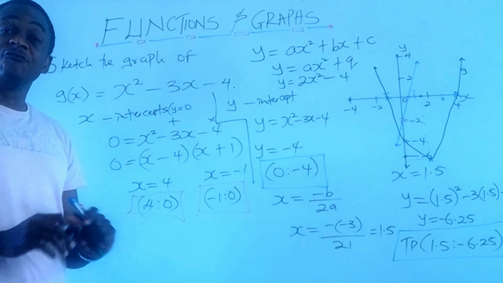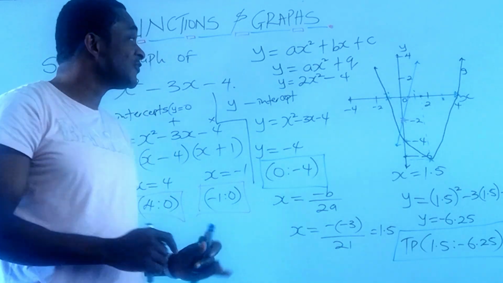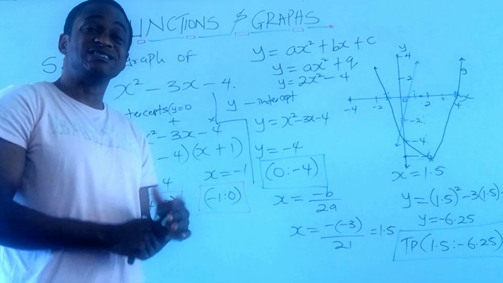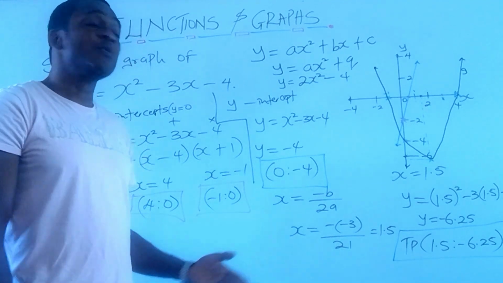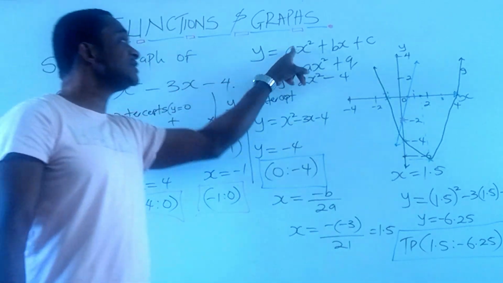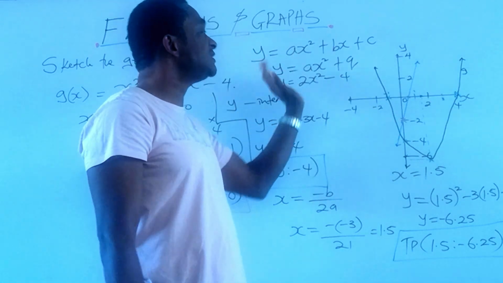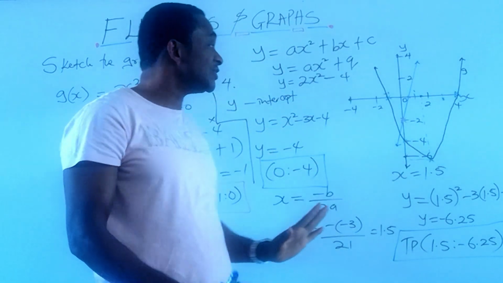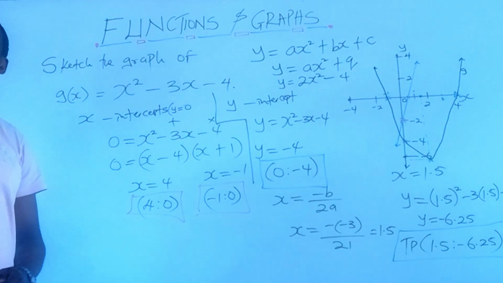So remember, for linear functions, you just need the x and y intercepts to sketch a graph. For parabolic functions, the same approach, x and y intercepts, but because it forms a curve, we then need the turning point. Remember, if a is positive, it will give you a smiley face, and if a is negative, it will face down. That's just the difference here. But this is the fastest approach on how to sketch your parabolic functions.